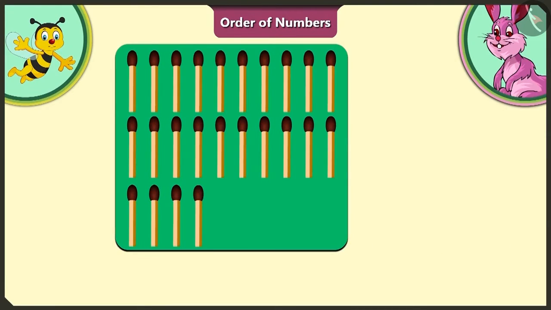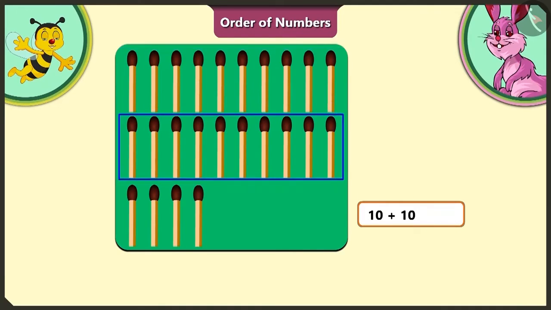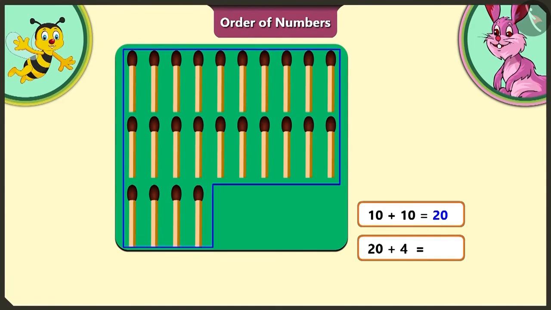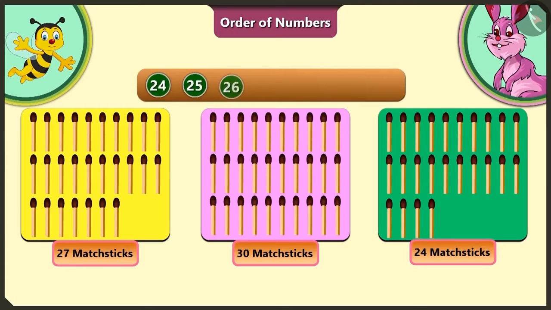Can you tell me how many matchsticks are there on the green card? The first group of matchsticks on the green card has 1, 2, 3, 4, 5, 6, 7, 8, 9, 10 matchsticks. If we add the next group to the first group of 10, there will be 20 matchsticks. And adding these 4 remaining matchsticks gives us 24 matchsticks in total. So you would have understood that counting in order we get 24, 25, 26, 27, 28, 29 and 30.